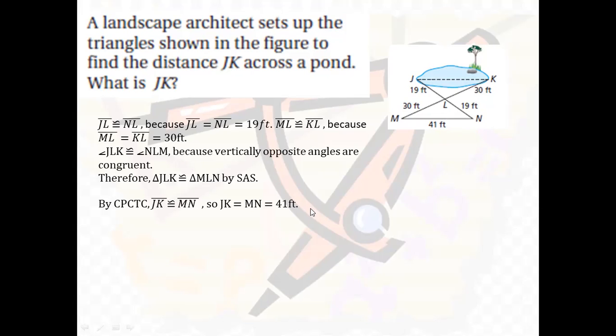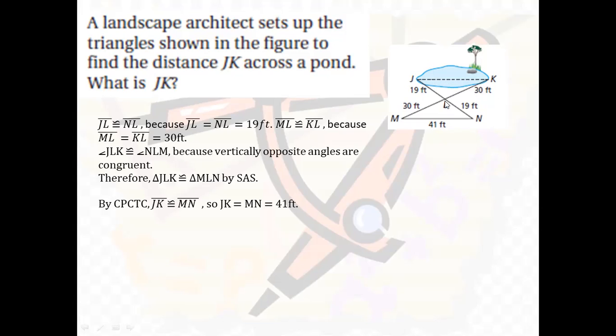But it's not so simple to just say 41. We need to prove it. First let's prove that these two triangles are congruent. We already have two sides and the angle; these are vertically opposite angles. So we can use the SAS theorem to prove that these two triangles are equal. We say JL is congruent to NL and ML is congruent to KL; that is two sides. And angle JLK is congruent to angle NLM because they're vertically opposite angles.